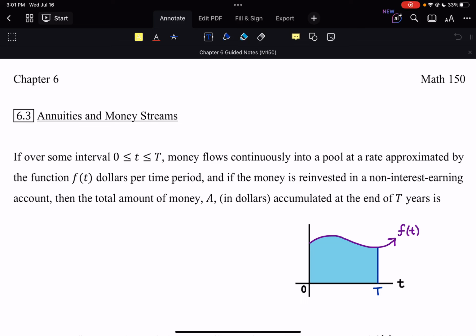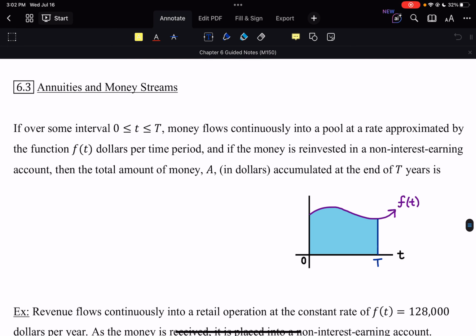Welcome to section 6.3. In this section, we're going to be pursuing further applications of integration into the field of business and economics and finance. We're not going to spend too much time on these topics because this is the end of the chapter, but we want to introduce some new formulas that allow us to perform some of these financial calculations. We're going to see how integration plays a role in this, and then we're going to finish up chapter 6. So let's dive right in.